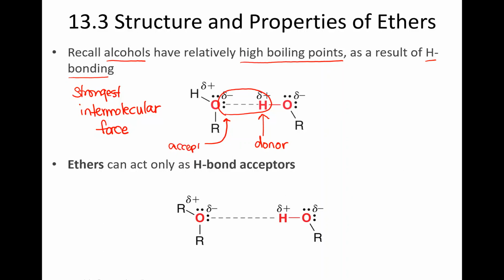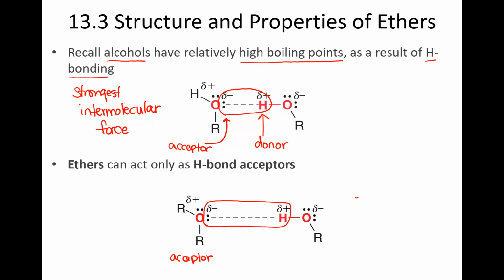Well, for ethers, they can hydrogen bond, but they cannot hydrogen bond with another ether, only with an alcohol molecule, right? So here's an example of a hydrogen bond occurring with an ether, but the problem is the ether can only act as the acceptor. It doesn't have a hydrogen directly attached to an electronegative atom to act as the donor.